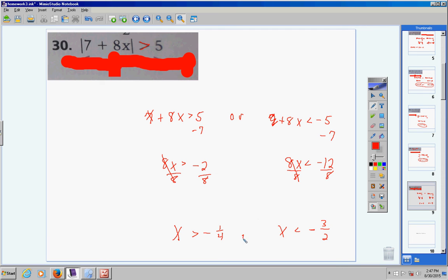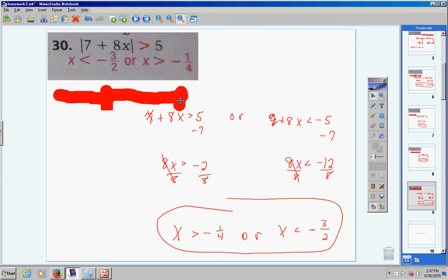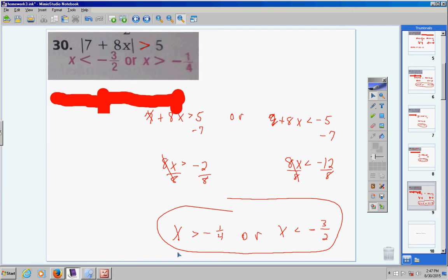So bring down your word or. X is greater than negative 1/4. Or x is less than negative 3 halves. That should be the right answer. Yep. X is less than negative 3 halves. X is greater than negative 1/4.